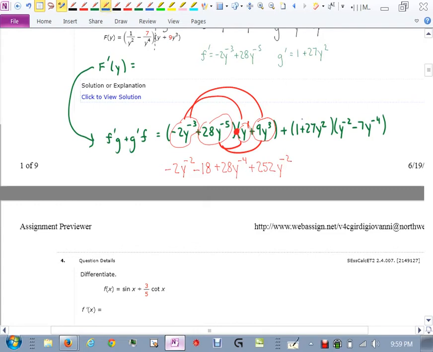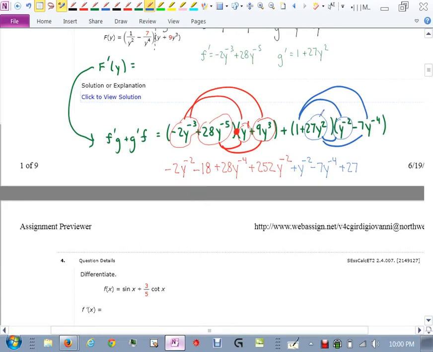Now we have to come over here and do this, this, this, this. So let me do that there. 1 distributed through just gives me exactly what was there. So negative 2, 1 again, negative 7y to the negative 4. And then now the inside ones. When I do the 27y squared times this right here, add the exponents, we get y to the 0, which is 1. So that just gives me 27 times 1, which is 27.